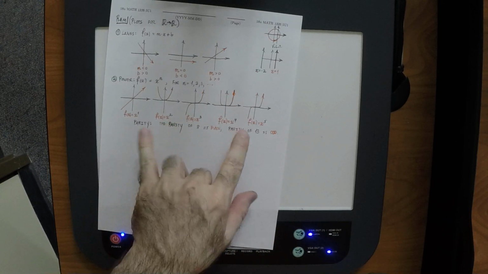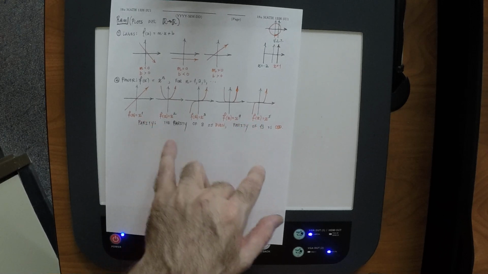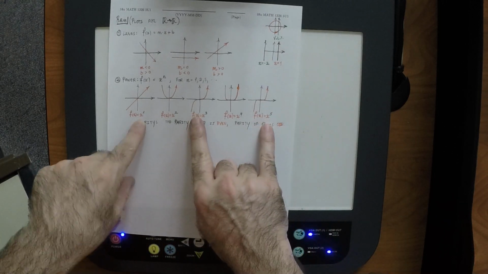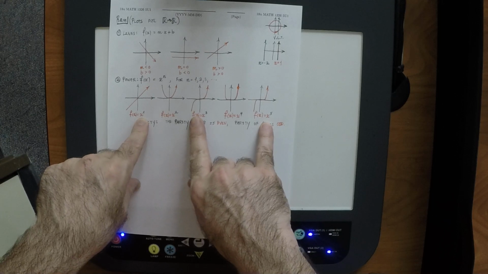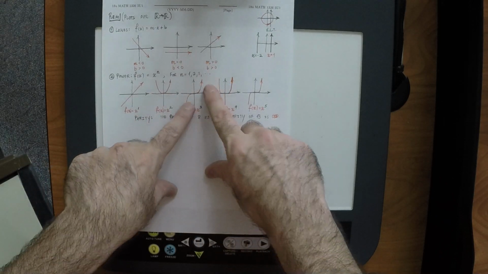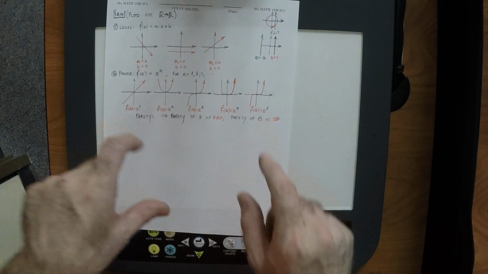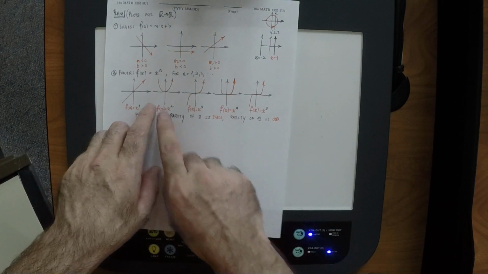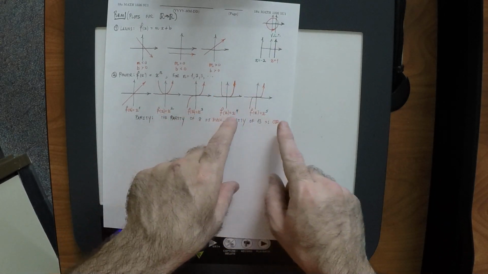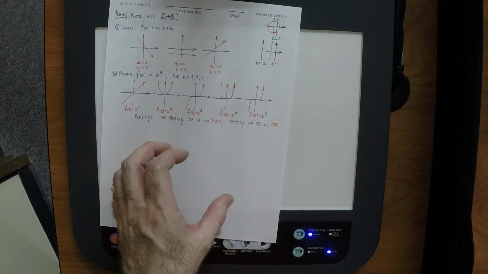So what I want you to observe about this family of functions is that the behavior is strongly influenced by the parity of the exponent. Notice that when the parity is odd, the left arm is going down and the right arm is going up. Down and up, down and up, down and up. 1, 3, 5. Whereas when the parity is even, the left and right arms are both up. Both up, both up, and I didn't take the time to draw it, but the next one would be both up. Okay? Any question about the pattern?